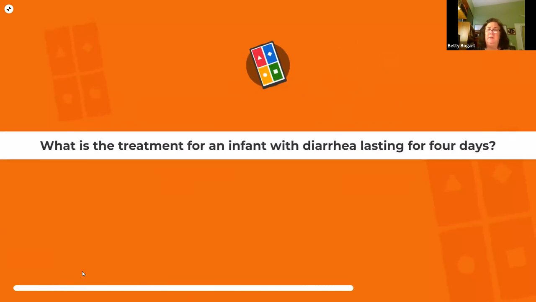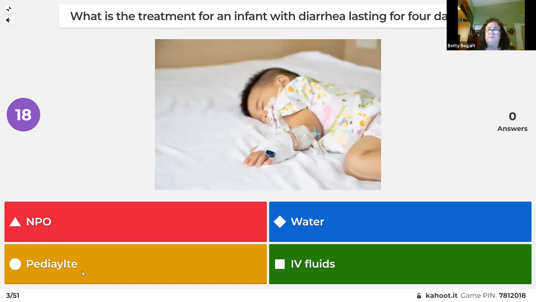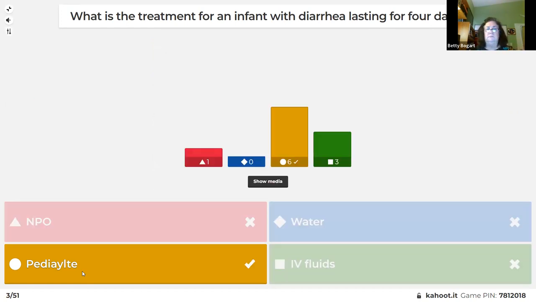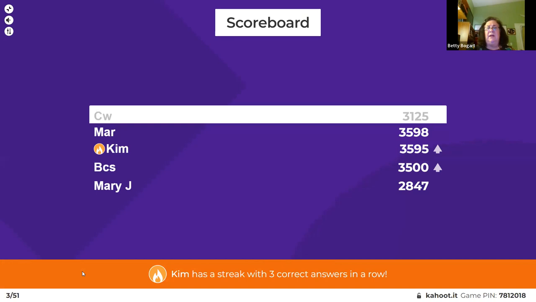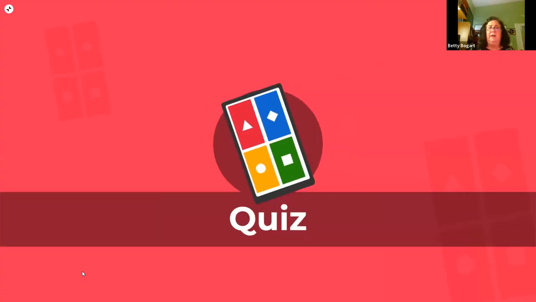What is a treatment for an infant with diarrhea lasting for 4 days? So diarrhea, we're going to be giving PO. We're not going to start IV fluids because we don't need it. We have somewhere we can give fluids. They're not vomiting. And again, we'll start with the electrolyte solution and we're going to give a diet so that we have something to make a stool, not just water. And then Kim went on fire, you see?